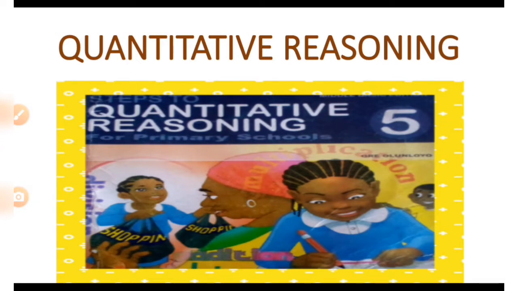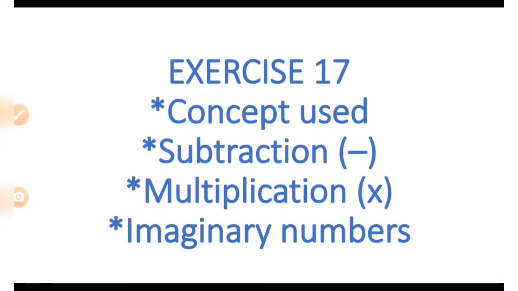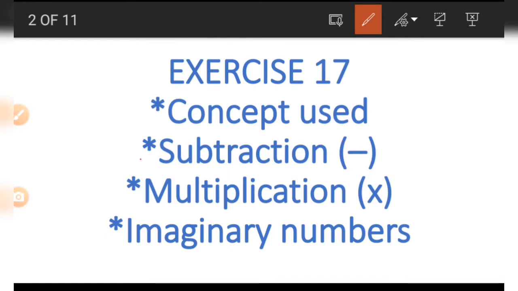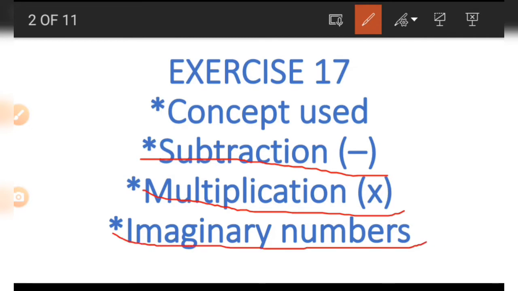In this lesson, we'll be looking at two exercises, 17 and 18. In exercise 17, we're going to be looking at one example. In the first example, we are going to be making use of these concepts: first subtraction, multiplication, and finally, the use of imaginary numbers.